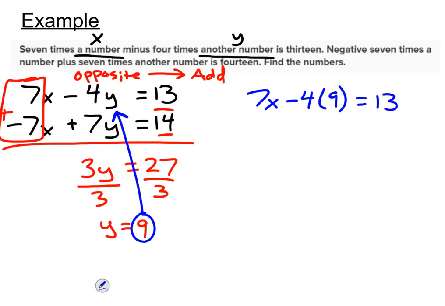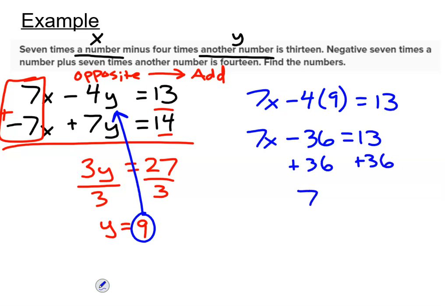You could have plugged it in for the 7y in the equation below. It doesn't matter; you should be able to get the same answer either way. But here we have 7x minus 36 equals 13. And then we're adding 36 on both sides to try to get x alone. We have 7x equals 13 plus 36, that would be 49. And then divide by 7 on both sides. That conveniently gets us a 7.